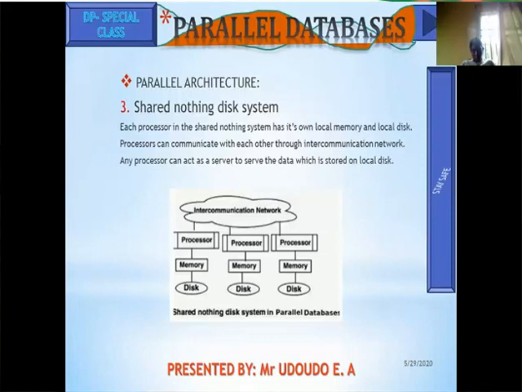So what are we saying here? That each processor in the shared nothing system has its own local memory and local disk. The processors can communicate with each other through a common interface, which is the intercommunication network or channel. So any processor can act as a server to serve the data which is stored on its local disk. Any processor can act as a server.